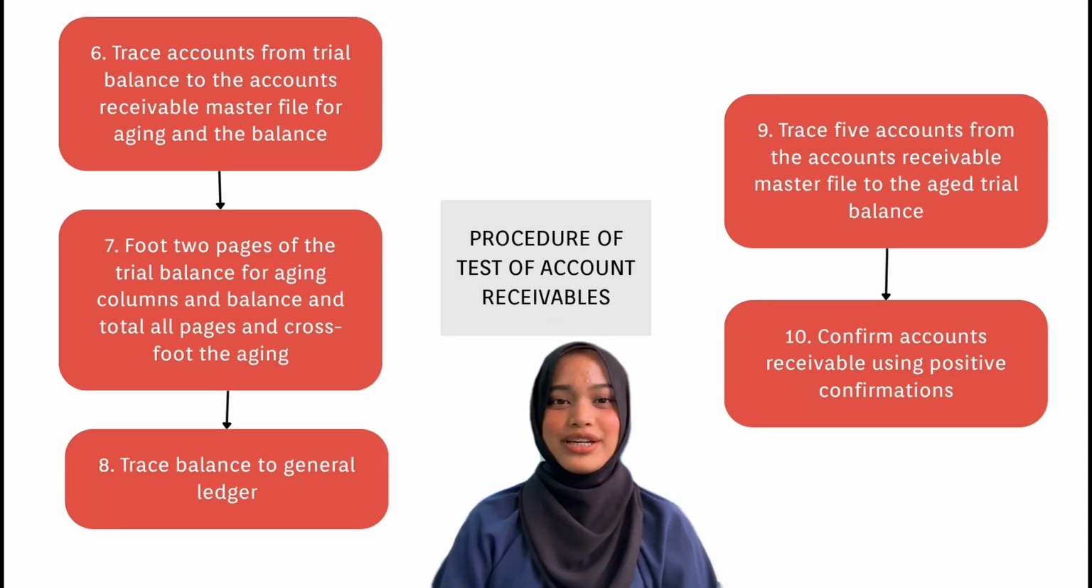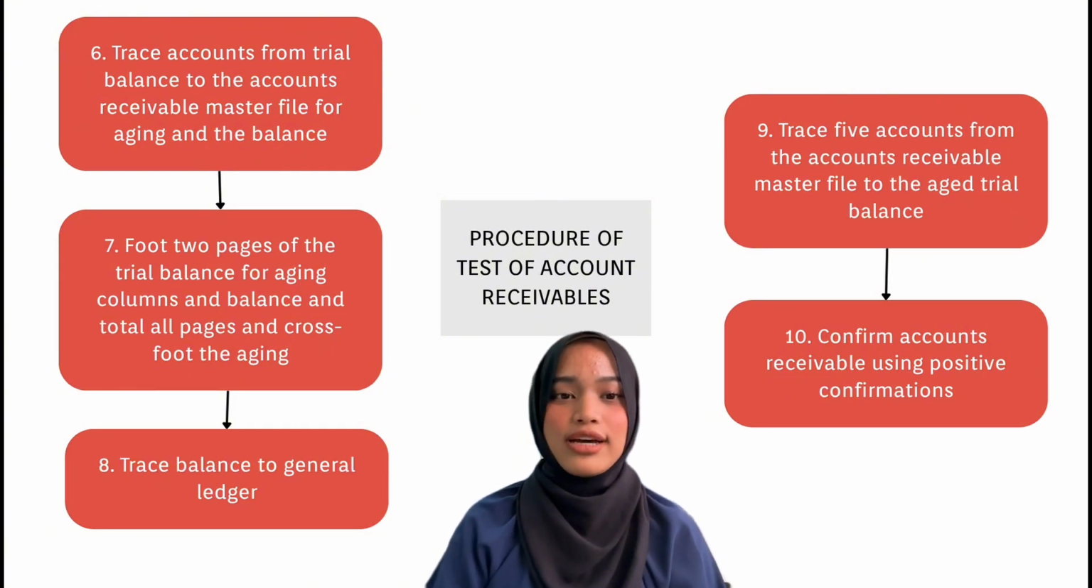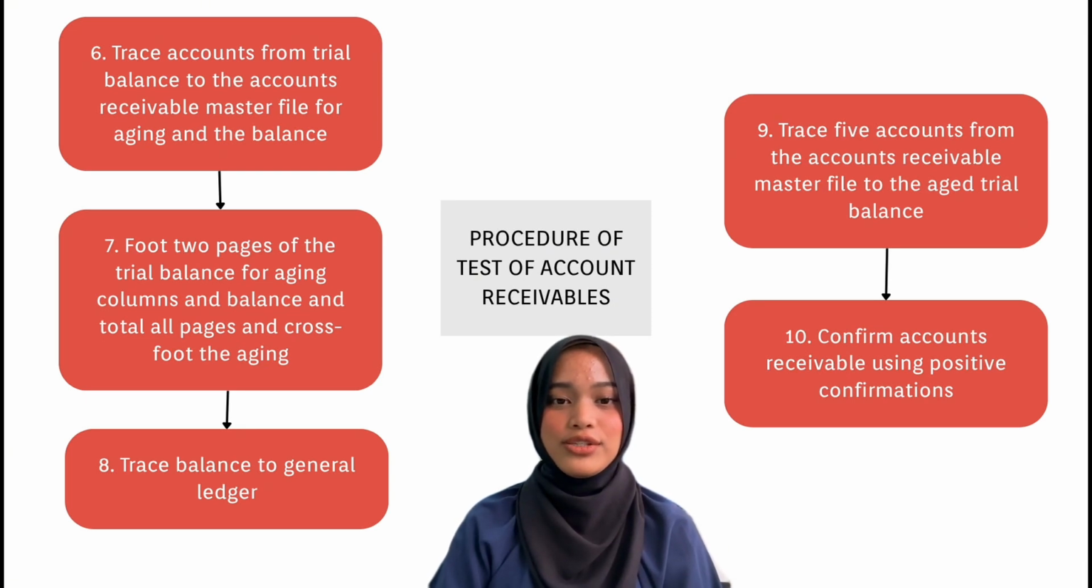Next, we trace accounts from the trial balance to the master file to confirm the aging and balances. We cross-foot and total the aging column across all pages to ensure accuracy. Then we reconcile the balances to the general ledger. We perform a detailed test on 5 accounts by tracing them from the master file back to the aged trial balance. We confirm the accounts receivable balances by sending positive confirmations to customers.